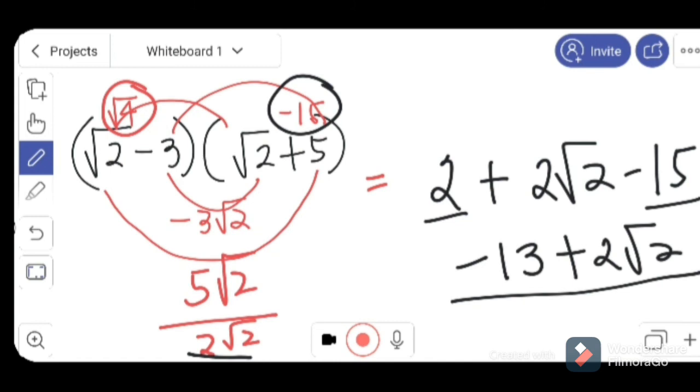Again, we cannot combine 13 and 2 since 2 has a radical and 13 doesn't have a radical number. So this is now our final answer.